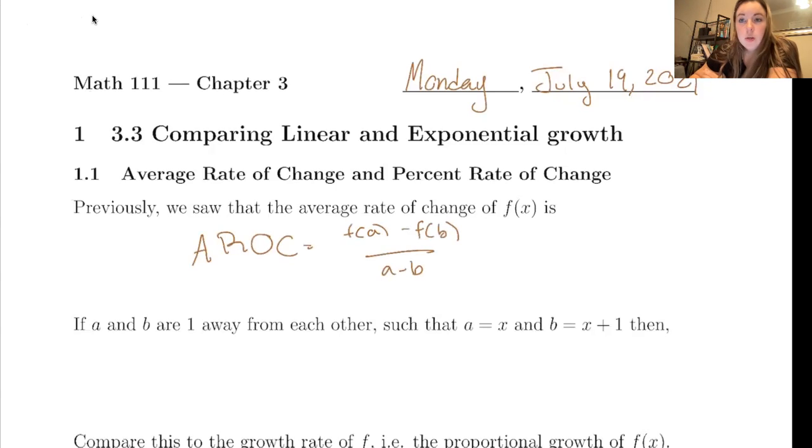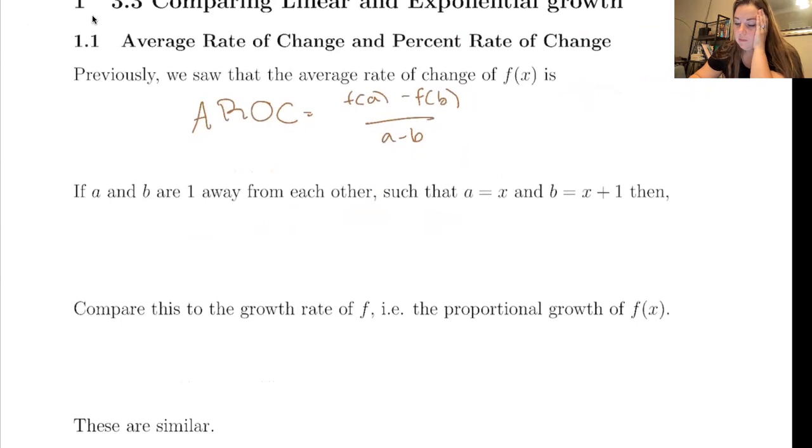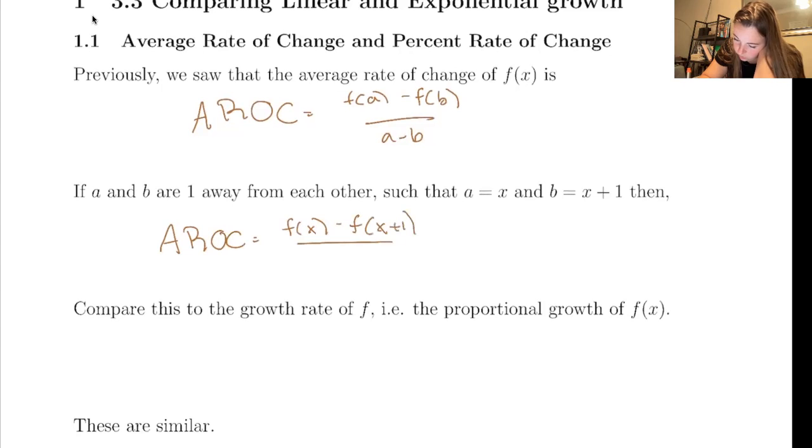All right. So that's what we know so far. We already know how to find the average rate of change. So if A and B are 1 unit away from each other, we can say that A is like x and B is like x plus 1. If we plug that into our average rate of change, we would have f(x) minus f(x plus 1) over x minus, oops, did I do this right? Yeah.